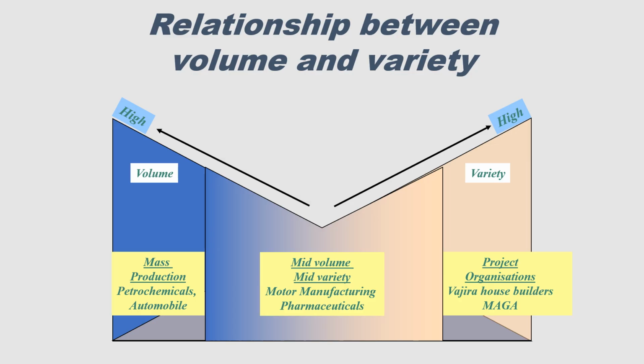Just take a contractor who is building houses. Depending on the customer requirement, he can customize the house design. He can add one floor, two floors, or a multi-story building, or he can add interiors depending on the customers. So you can see there is a negative relationship between volume and variety.